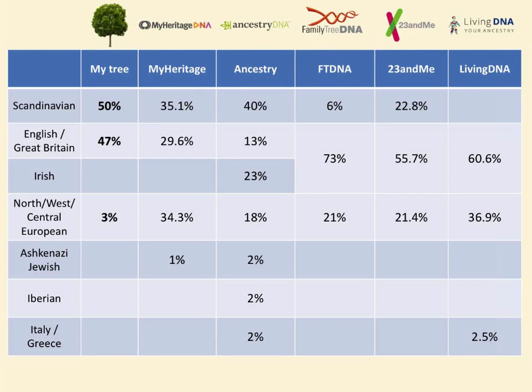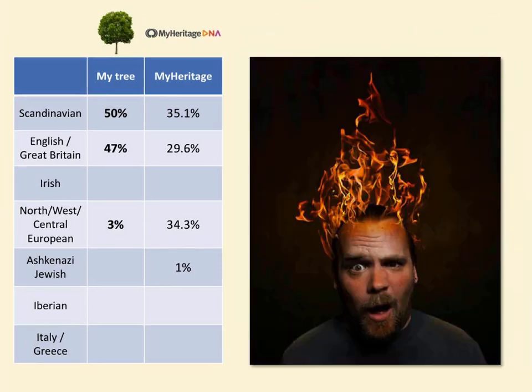So in the left column, again, I've represented what my tree would indicate my ethnicity would be. And then next to that, I have MyHeritage, Ancestry, Family Tree DNA, 23andMe, and Living DNA. And what you'll notice is there are certainly some significant differences. And this is common. I often speak to people at conferences and shows who have very similar results like this. And what they often do is they come up to me with their hair sort of on fire, and they want to know, how could we have bungled this up so badly?